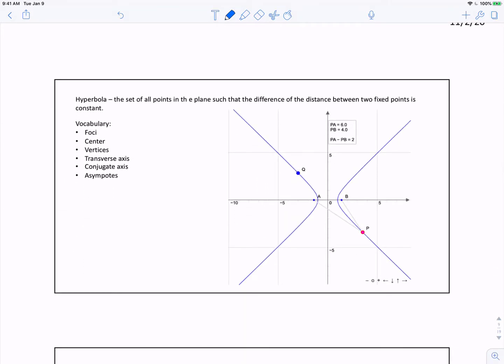So, the definition for hyperbola is very similar to that of the ellipse. It's a set of all points in the plane such that the difference of the distance between two fixed points, and those fixed points are called foci, is constant. Okay, so here's a picture of hyperbola.